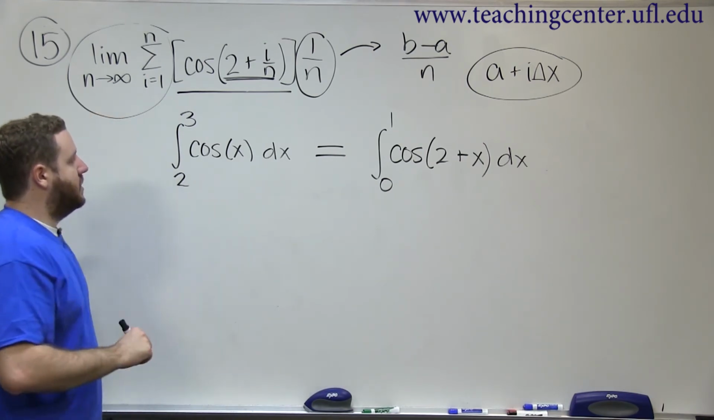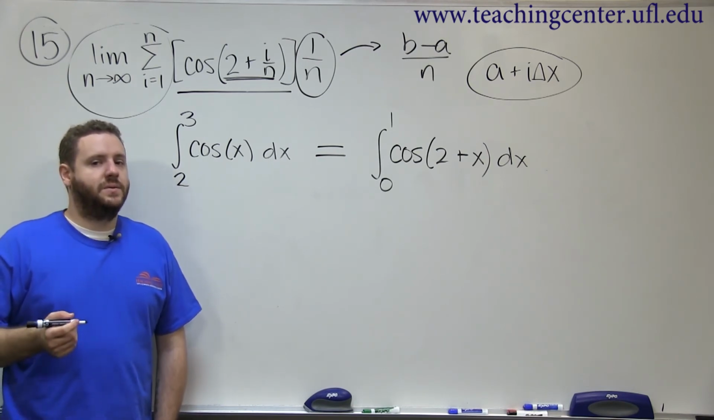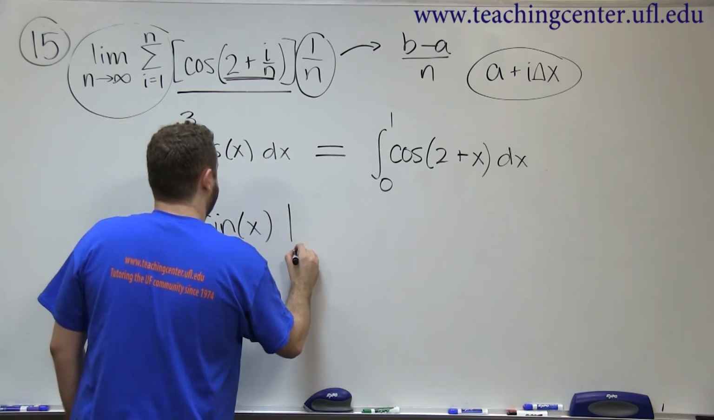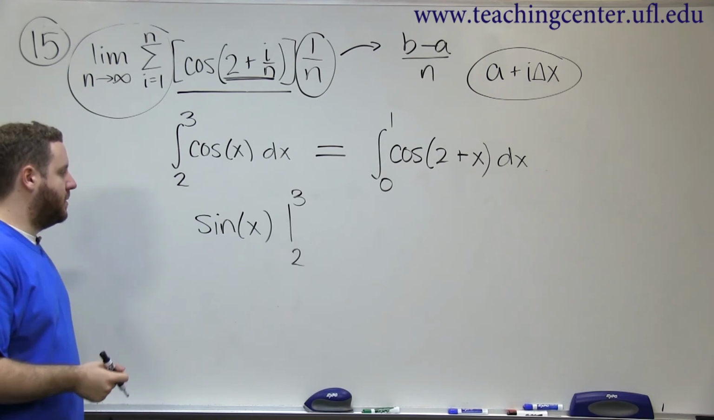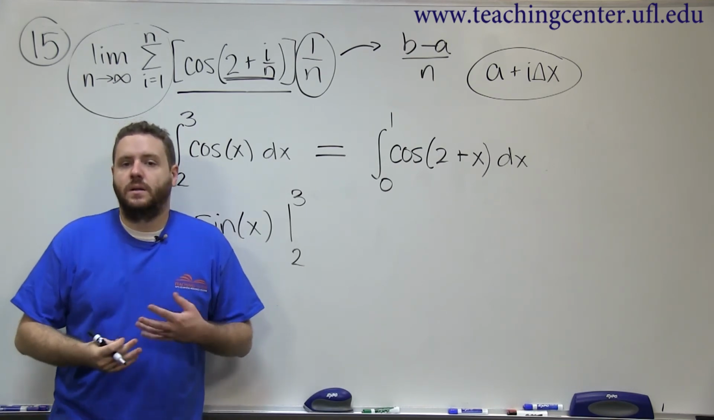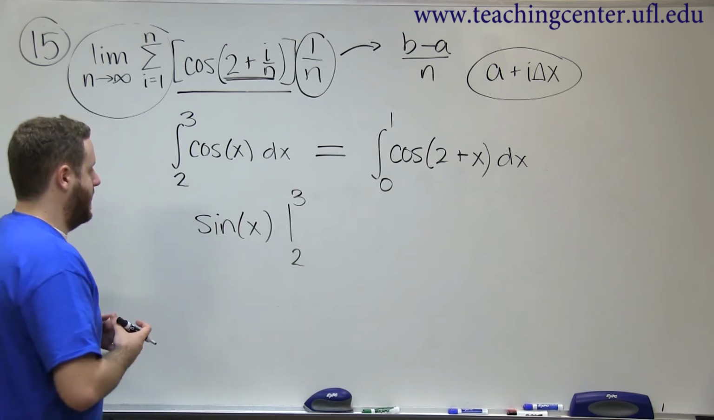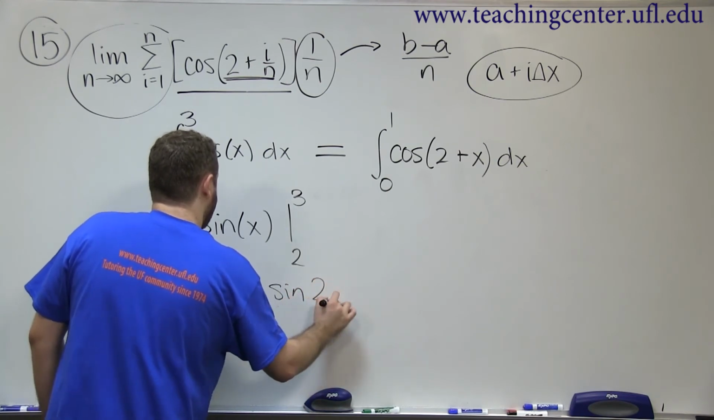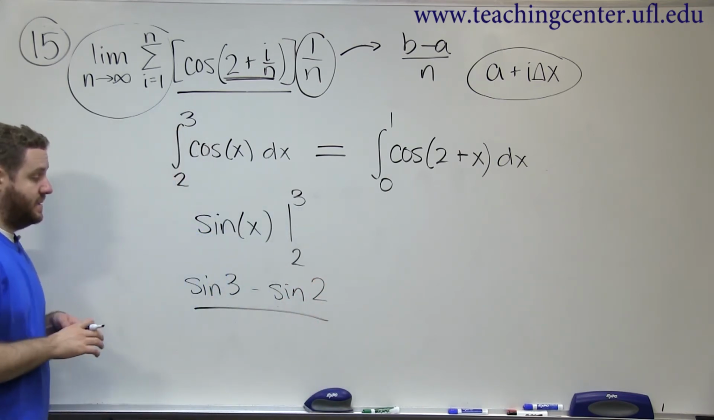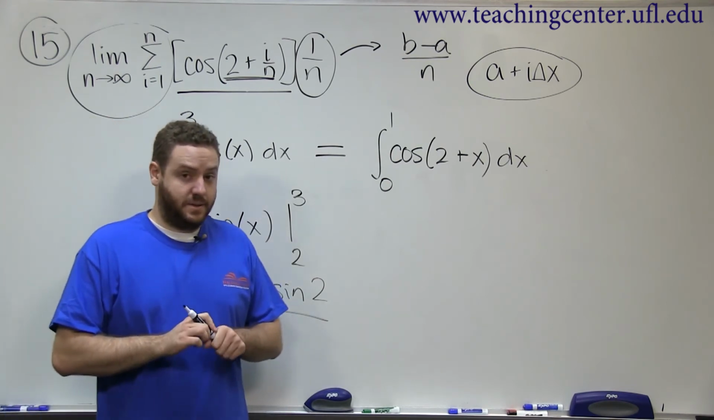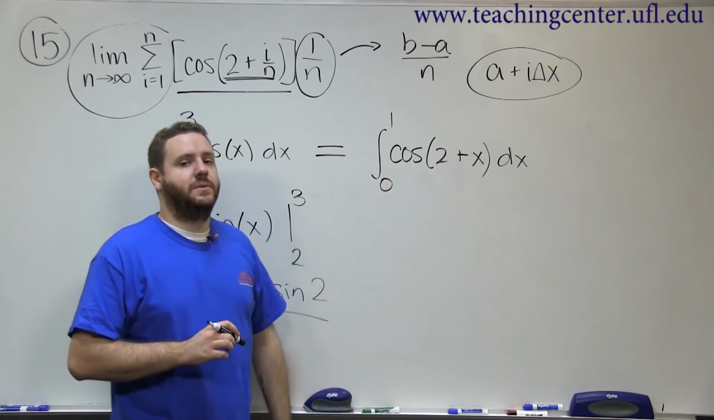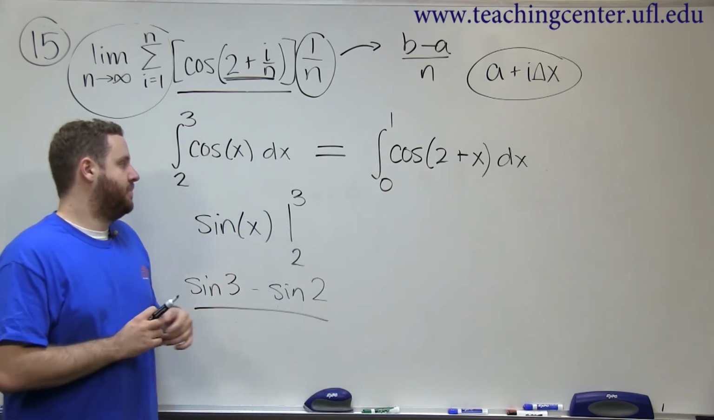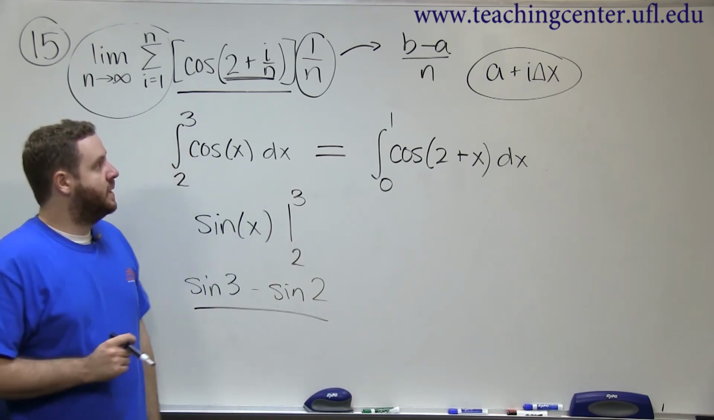So if I want to evaluate this integral, I need to take the antiderivative of cosine. The antiderivative of cosine is sine x. And I'm evaluating from 2 to 3. When I plug 3 and 2 into sine of x, those aren't any specific angles that I would know. I just leave it as sine of that. So this would be sine of 3 minus sine of 2. That's all you can do with it. That's the exact answer. You would get the exact same thing if you integrated this one, because the antiderivative of cosine of 2 plus x would be sine of 2 plus x. And if you plugged in 0 and 1, you get the exact same thing.